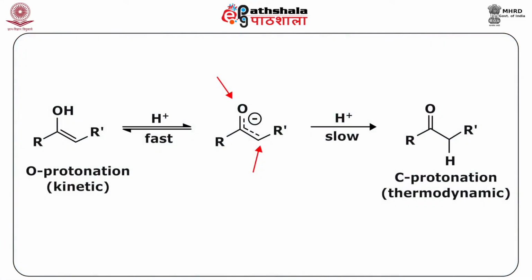A common example, students, of an ambident nucleophile is the enolate ion with oxygen and carbon as two nucleophilic centers. Now, here you can see that the enolate ion has the charge distributed over the carbon as well as the oxygen center. Thus, it behaves as an ambident nucleophile.